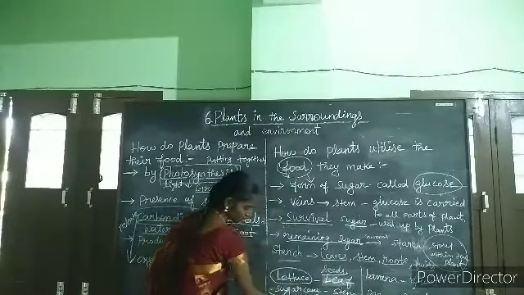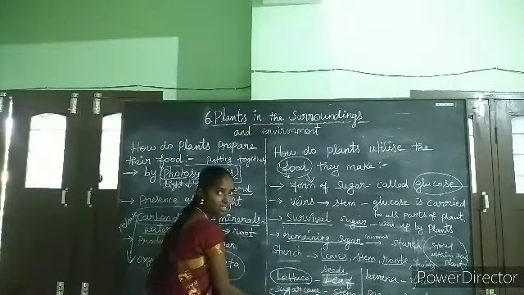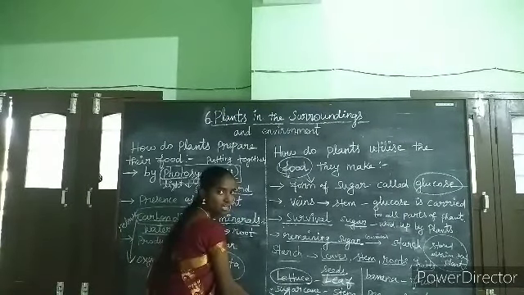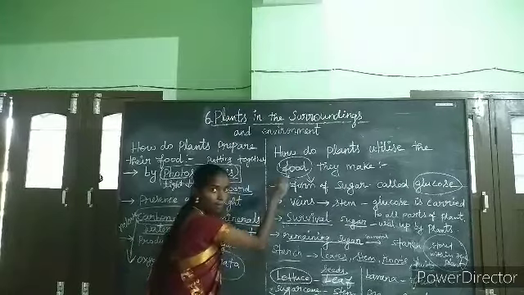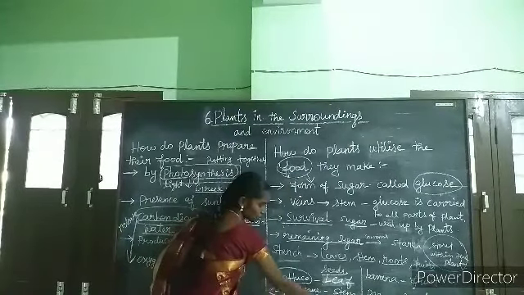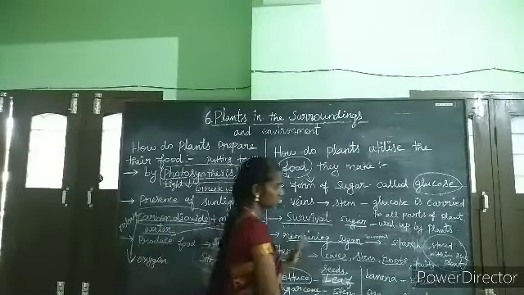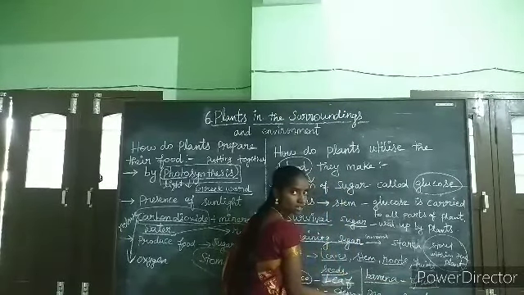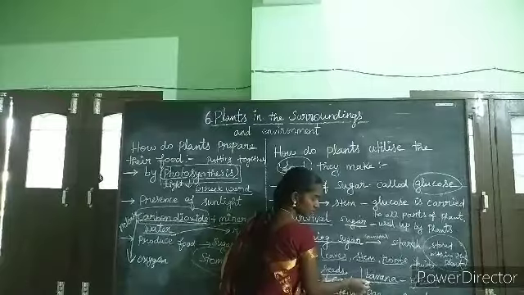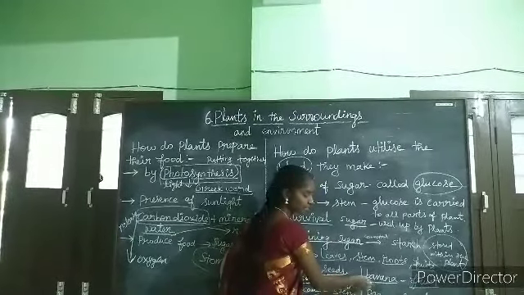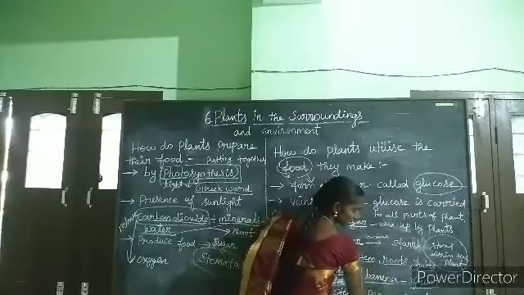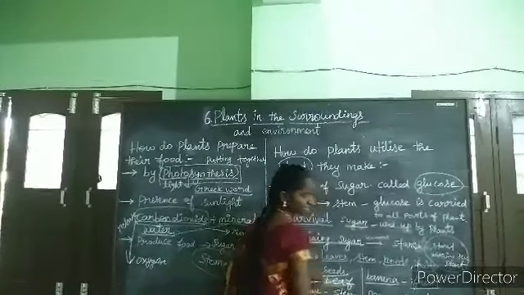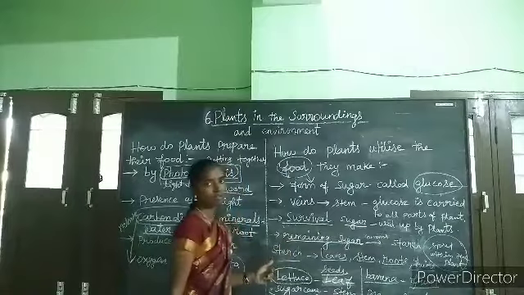Root, for example carrot. If we bite a carrot, sugar is there. That is prepared by the plant, and it sends it to all the parts. Then fruit. Fruit means banana. In banana also we can taste the sugar. Then seeds, pea, green pea. There also we can find glucose.